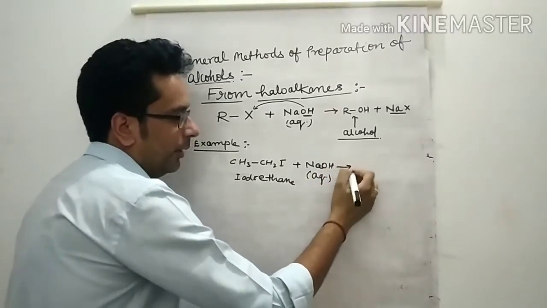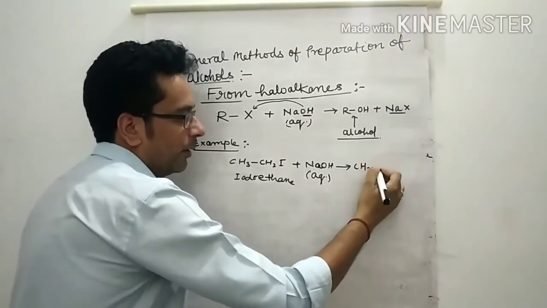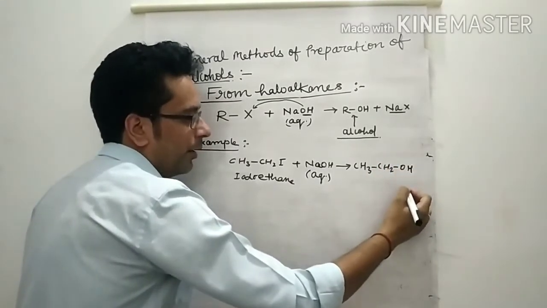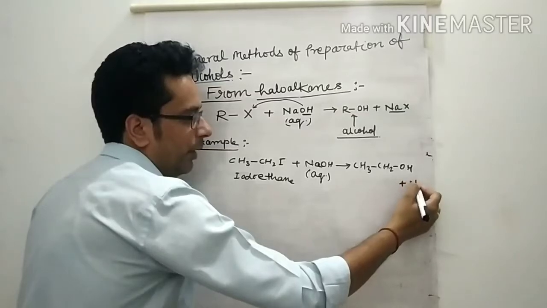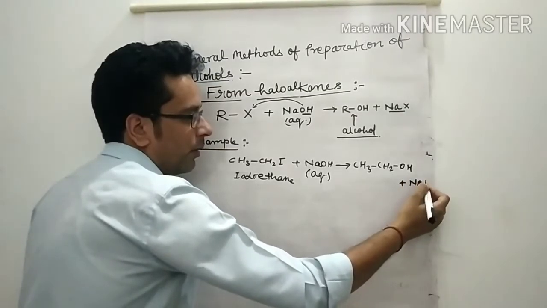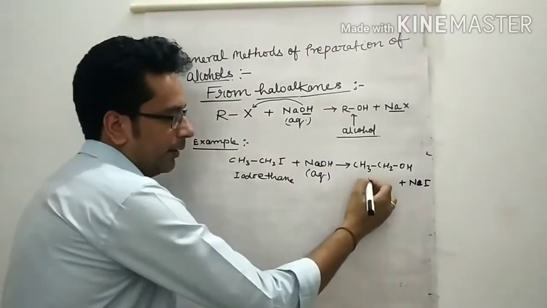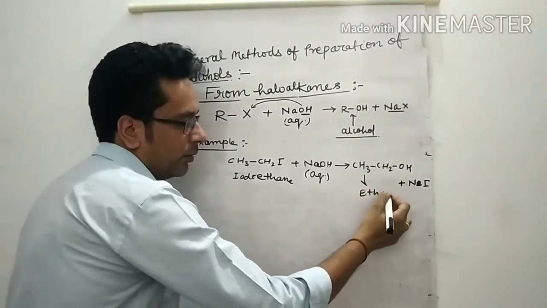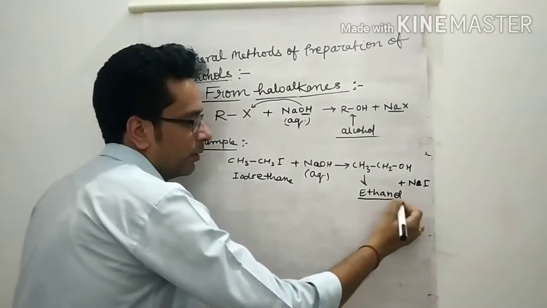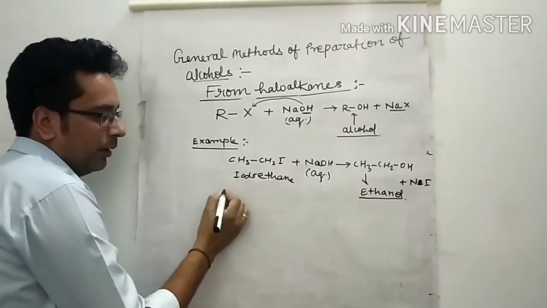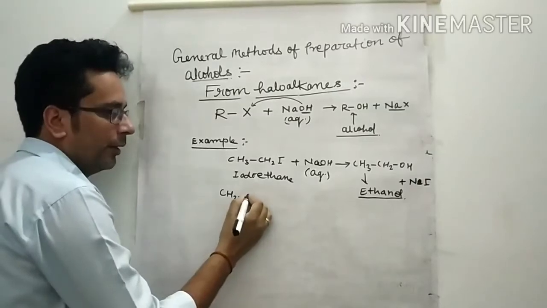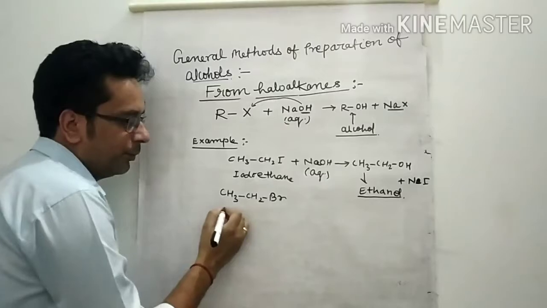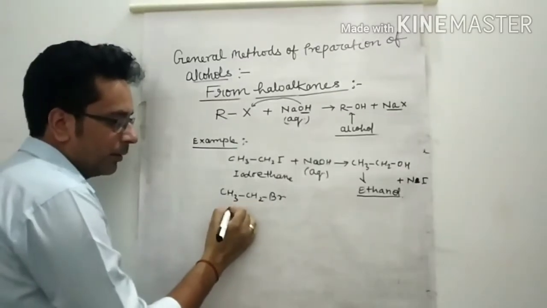Then there is formation of CH3CH2OH plus sodium iodide. Now the name of this alcohol is ethanol. Now next example, when we take CH3CH2Br, that is bromoethane.